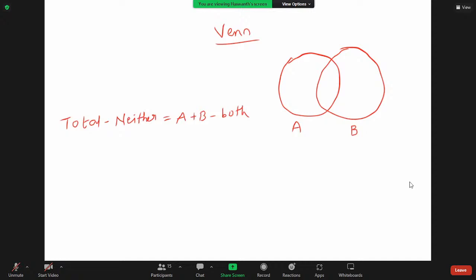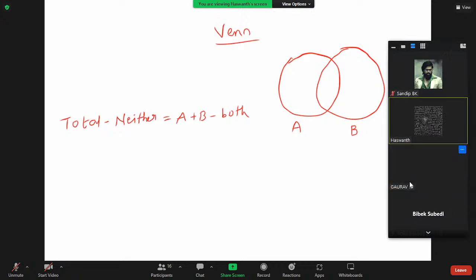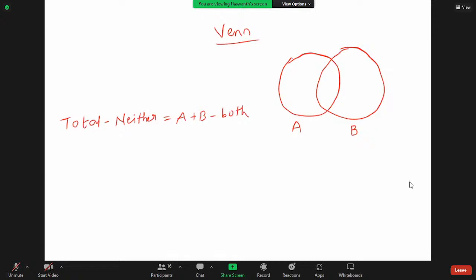So two cases and three cases here. For two cases, you might have learned this particular idea in the context of unions and intersections, like A union B, A intersection B. But as far as our questions here are concerned, we will not be using those words, unions and intersections. We will be using neither and both. Total minus neither is nothing but A union B. Both is nothing but A intersection B. The terms which we are using to represent this formula are slightly different, but the concept is the same.